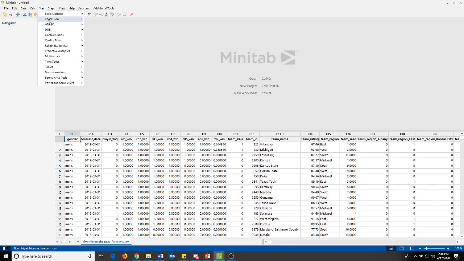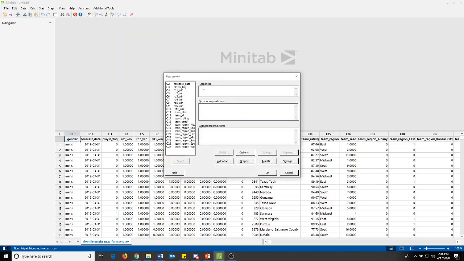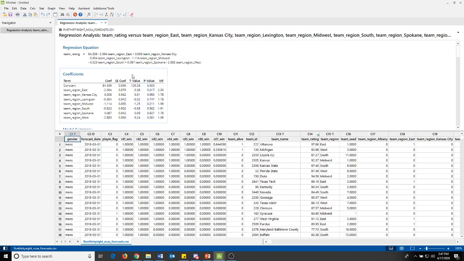So I could go to Stat here, Regression, and fit the regression model. My response will be the team rating, and my continuous predictors will be everything from C18 to C24. I guess I did get everything in there. And so if I hit OK, then my regression equation tells me what I have up here, and I can use this. So for example, if I wanted to know what the team rating would be for a team in the East, I would take 84.339 plus 2.094, or minus, and so that would give me about 82 for a team rating for a team that came from the East.